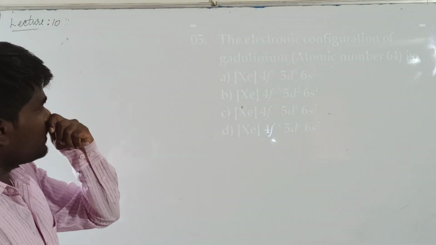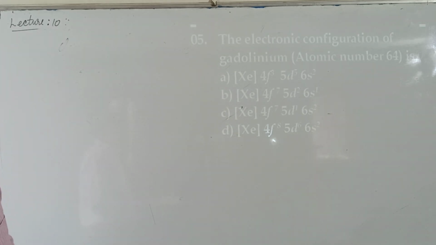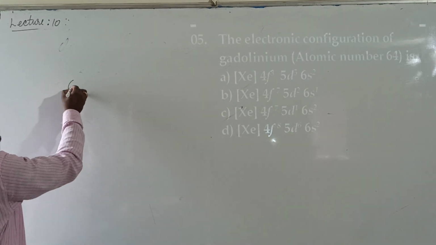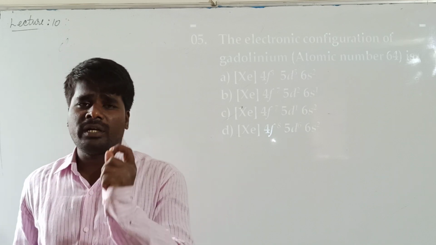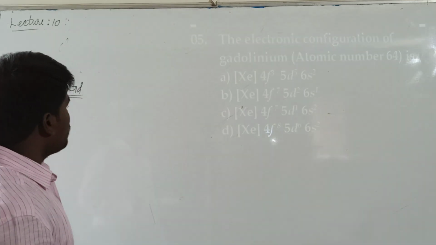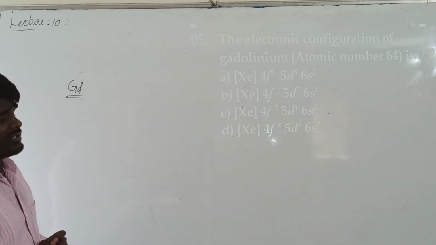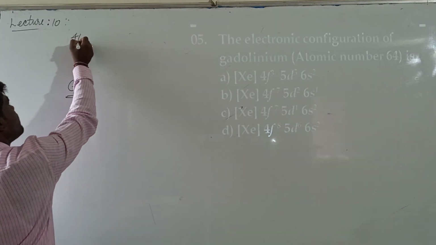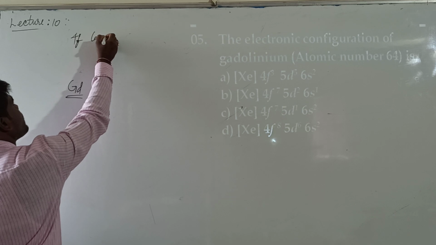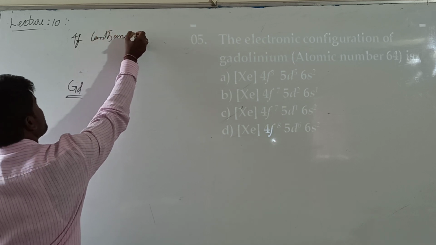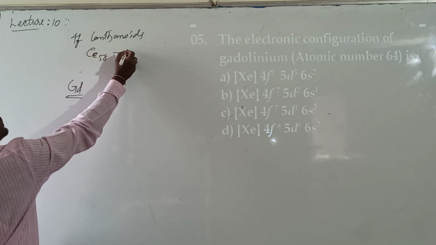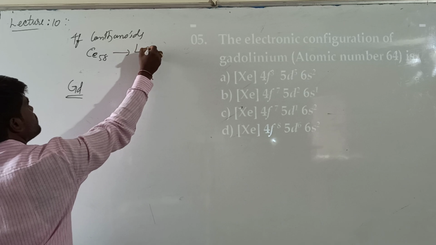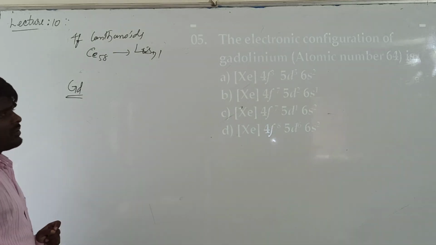Here comes our next question. It is asking the electronic configuration of gadolinium. He has given the atomic number also. I told you to try to remember the electronic configuration of all the elements of the periodic table. Gadolinium comes under the lanthanide series, the 4f series. What are lanthanides? Lanthanides generally range from cerium 58 to lutetium 71.